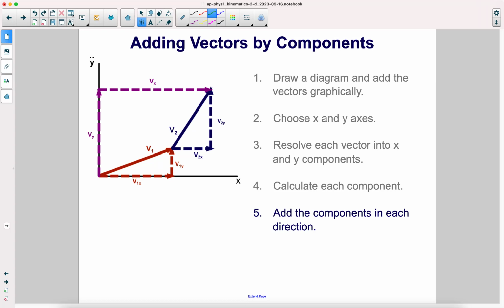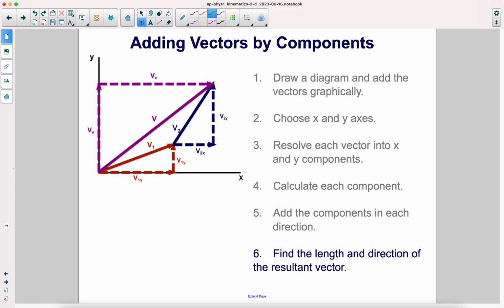So we add the x components together, and we get the x component of our resultant. Then we add the y components together and get the y component of our resultant. Now that we have the x and y component of the resultant, just draw the answer from the tail of one to the tip of the other.